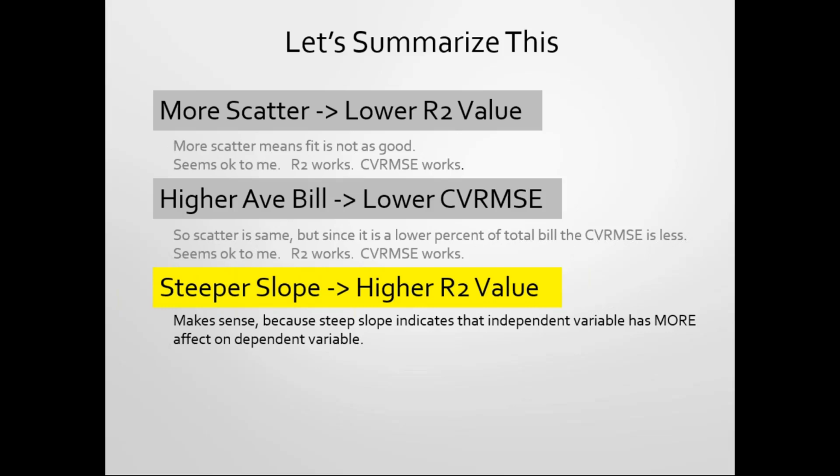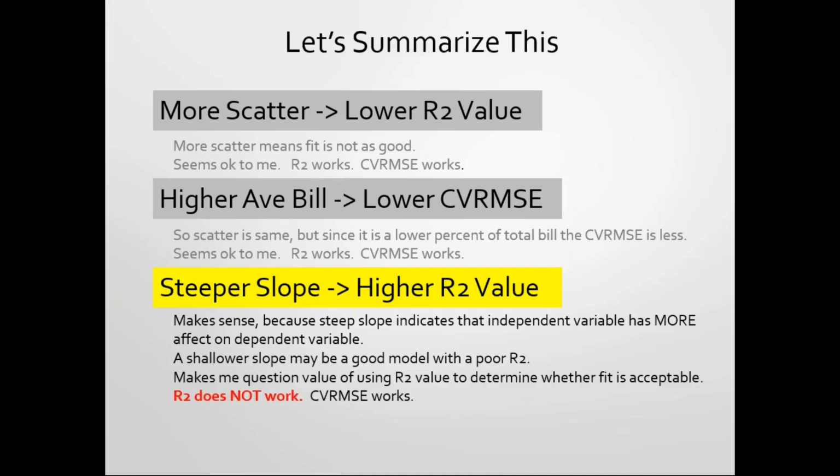So we have the two already in here. Here's the third one. A steeper slope means a higher R squared value. That makes sense because a steep slope indicates the independent variable has more effect on the dependent variable. Yes, that absolutely makes sense to me. A shallower slope may be a good model, but it might have a poor R squared value. We're going to talk about that in a minute. It makes me question the value of using R squared to determine whether a fit is acceptable. R squared doesn't work here.